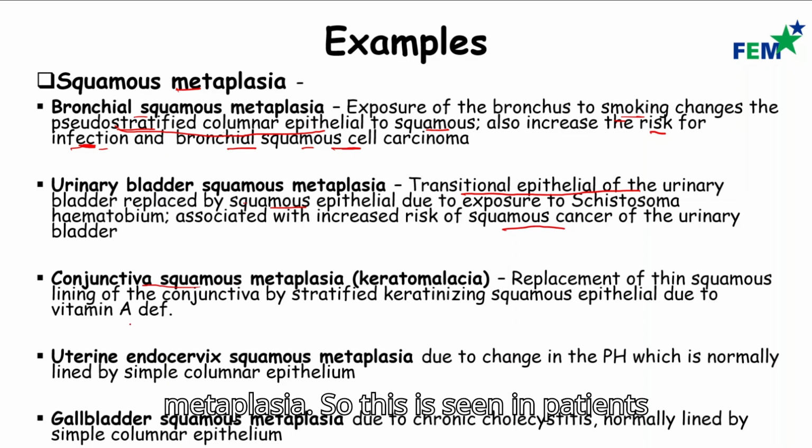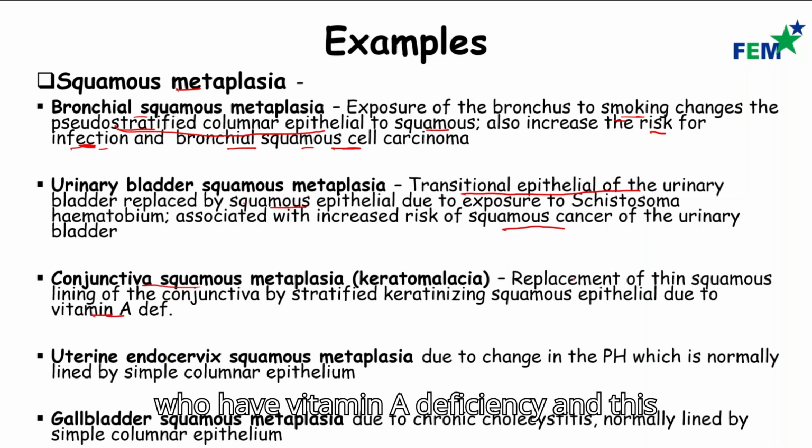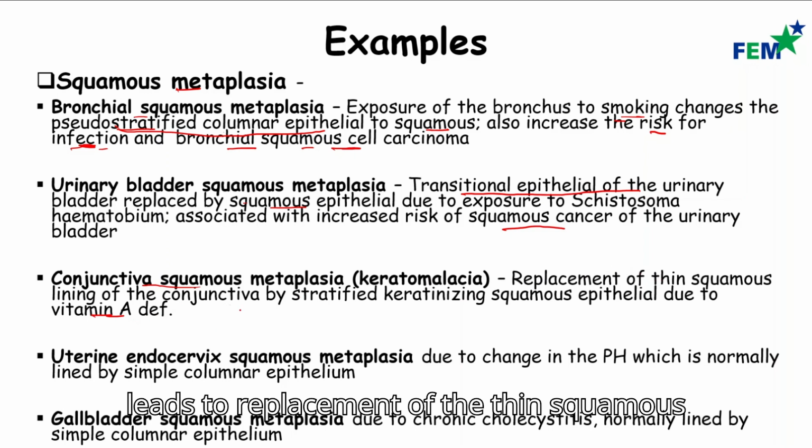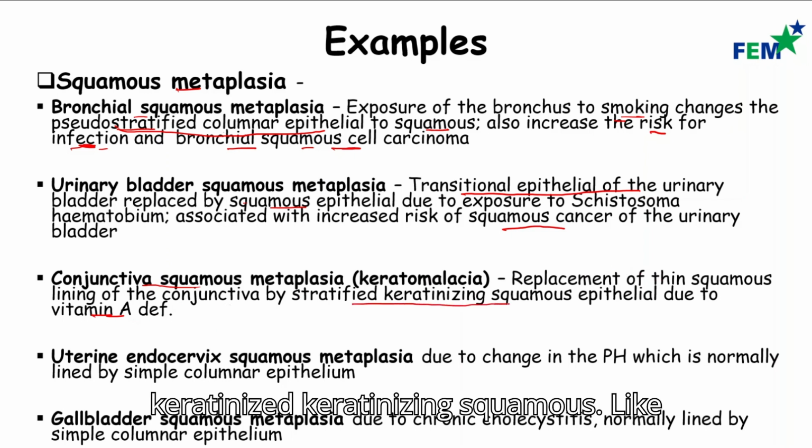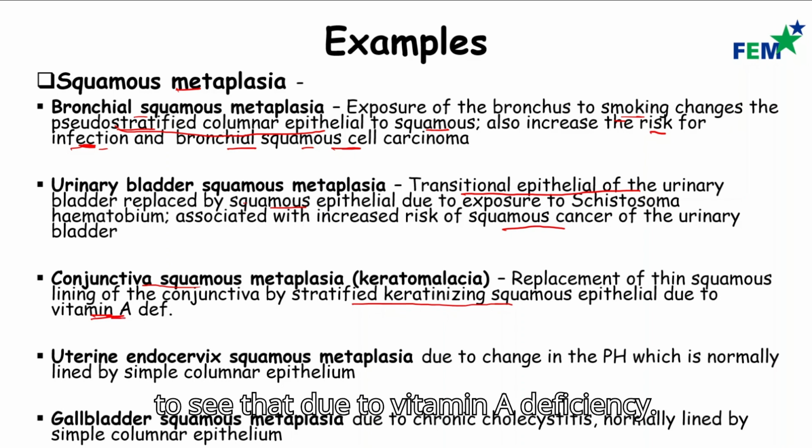Moving on to the next example, which is conjunctival squamous metaplasia. This is seen in patients who have vitamin A deficiency, and this leads to replacement of the thin squamous lining of the conjunctiva by stratified keratinizing squamous epithelia due to vitamin A deficiency.